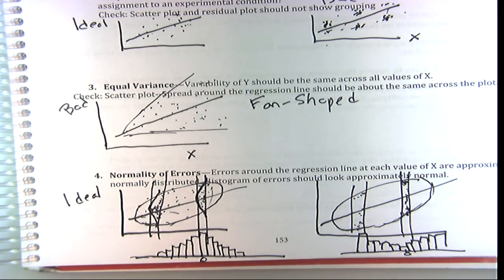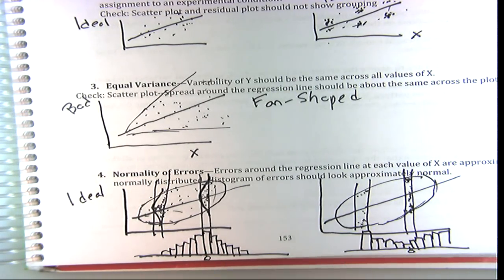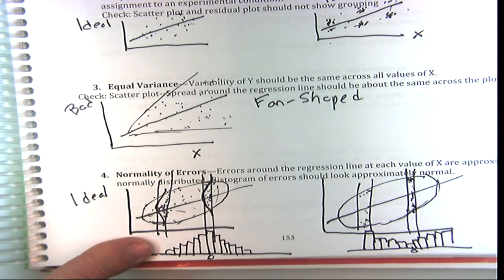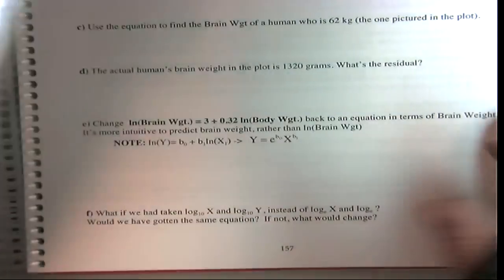All right, any questions on that? In our data program, you can look at the residual plots. We can look at them in a little bit, and you can look at the histograms of the residuals. But that's the idea. So what do you do with these violations? There's classic ones that you can do. So let's look at this.